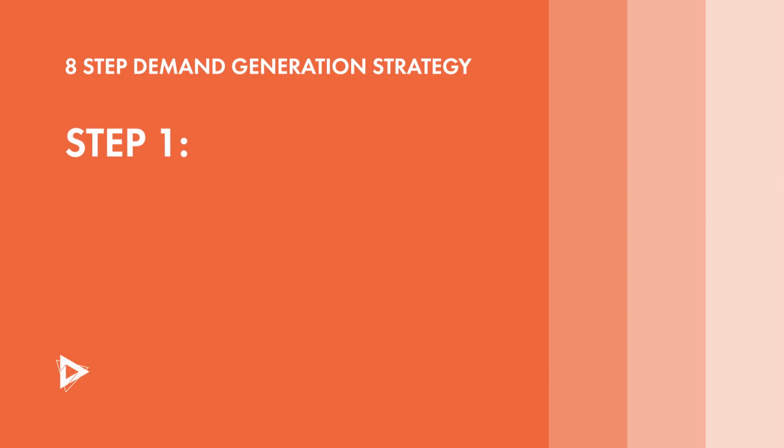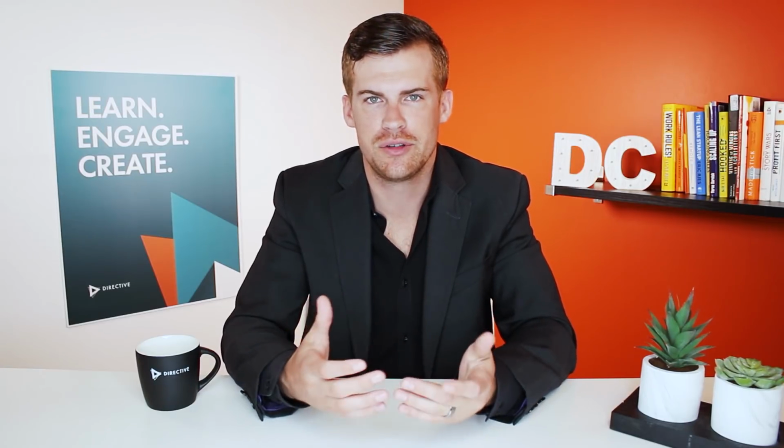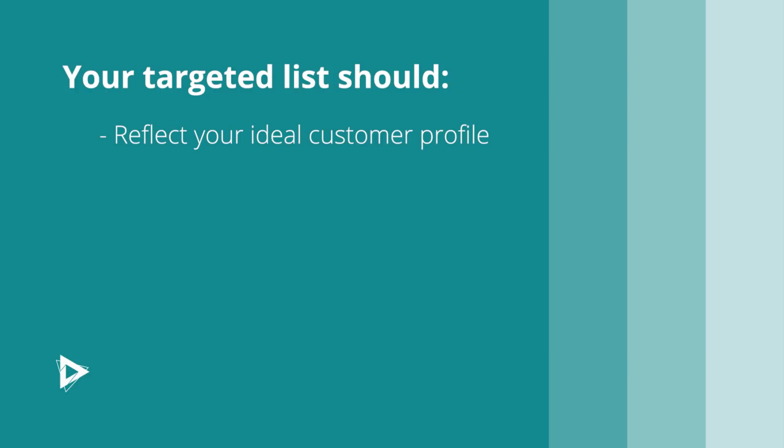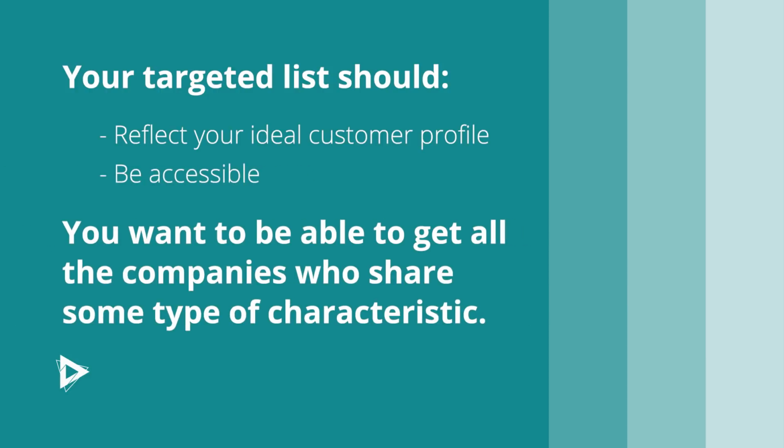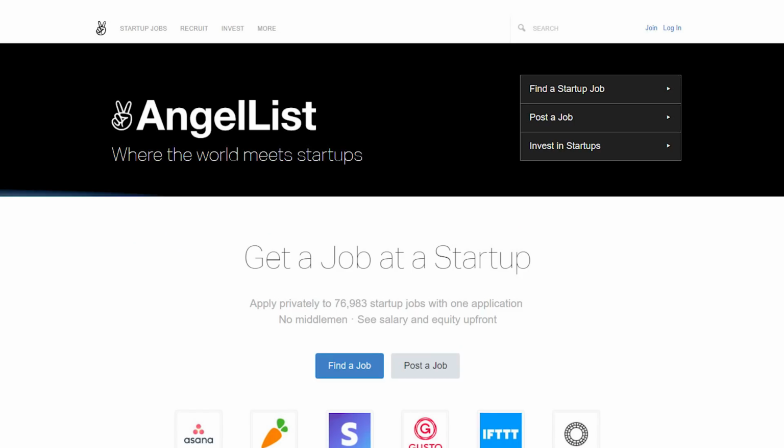Step one of this demand generation strategy is to generate a very targeted list. Now, this list that you're going to use should reflect your ideal customer profile and should be accessible. So you want to be able to get all the companies, let's say, who share some type of characteristic. For this example, we're going to use angellist.co as our source of information, and we're going to find all the companies who have raised Series C funding.